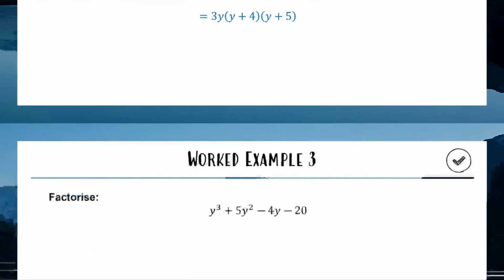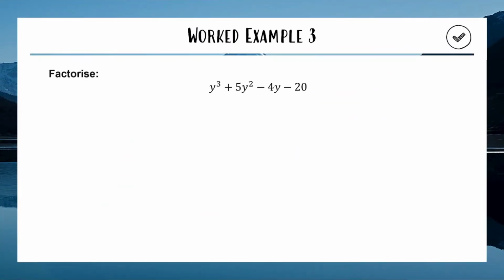Let's try another one. We've got y cubed plus 5y squared, take away 4y minus 20. Okay, any common factors? No, there isn't. But like I said, when we have an expression with 4 terms, quite often these questions are going to be the grouping in pairs questions. So we're going to factorize the front 2 terms, and then we're going to factorize the back 2 terms and see if there's anything else we can do. So for the front 2, we have a common factor of y squared, and for the back 2, we have a common factor of minus 4.